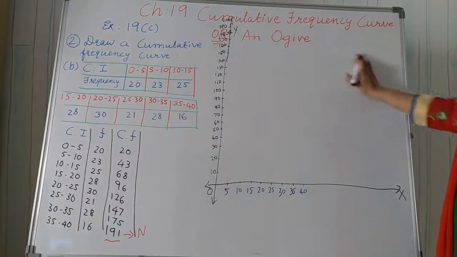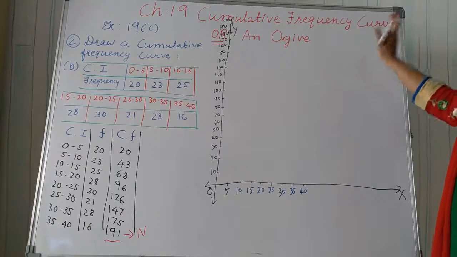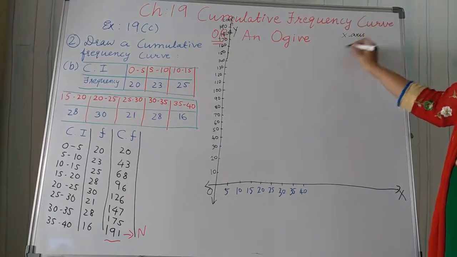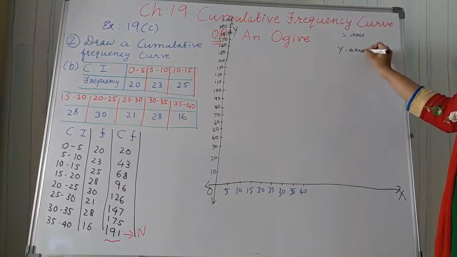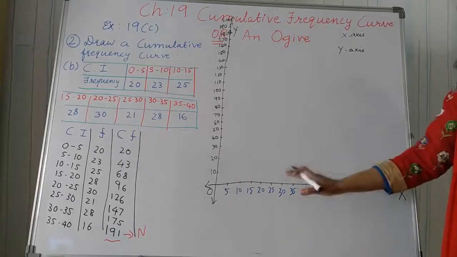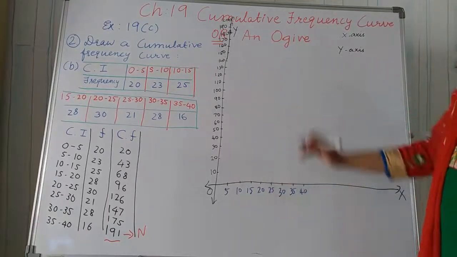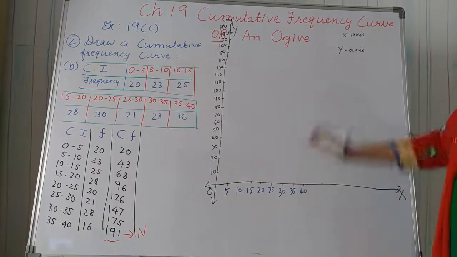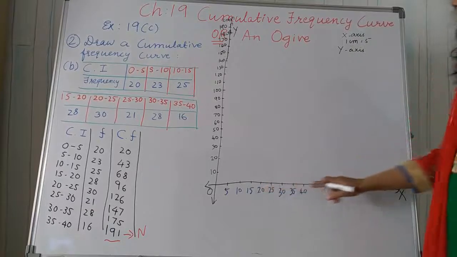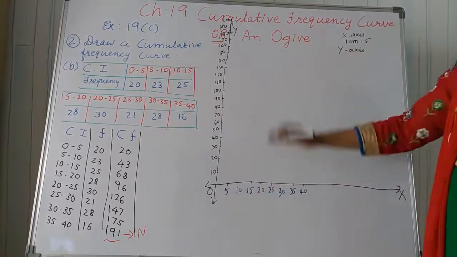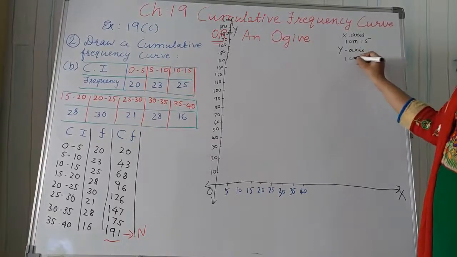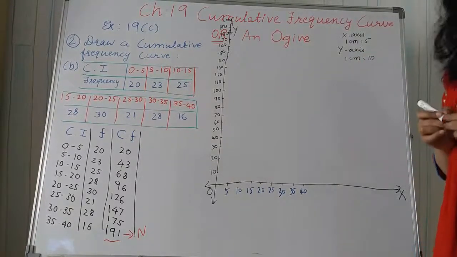Always on the right hand side of the corner you have to write your scales. So x axis and y axis, both the scales, it is not compulsory to take the same or similar. You can take different scales on both the axes. So here on x-axis I have chosen 1 centimeter is equal to 5. You can see 5 centimeters gap. And on the y-axis I have chosen 1 centimeter is equal to 10. So accordingly I have written the scales here.